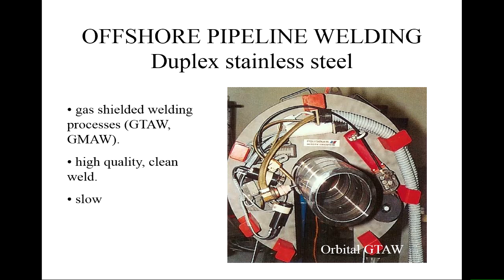So this is a duplex stainless steel pipe segment being welded together by orbital TIG welding or gas tungsten arc welding. Very high quality welds, very clean. As long as everything's set up, you just push a button and the machine does it all for you. Great for small things, not good for big things. And there are quite a lot of processes where small is what you've got, so that's okay.